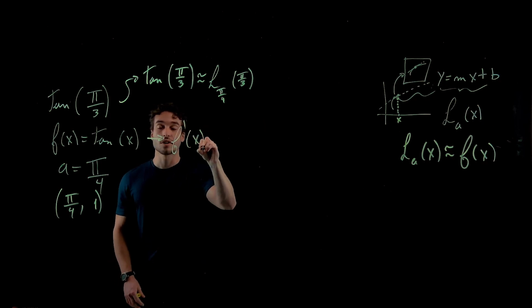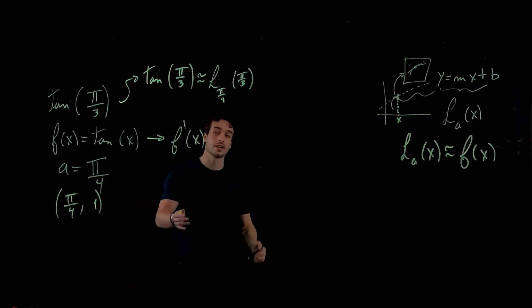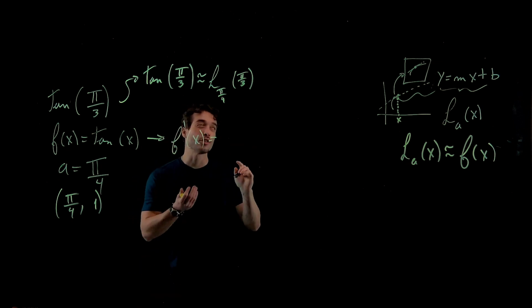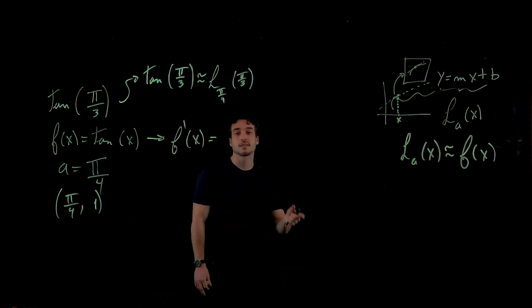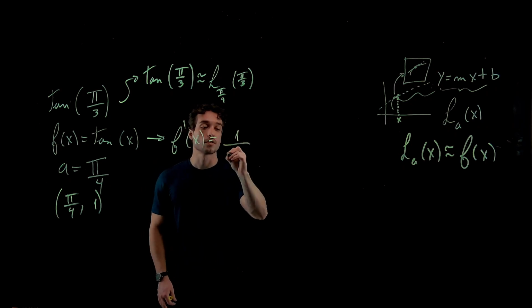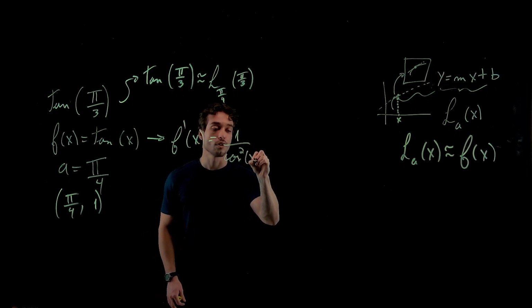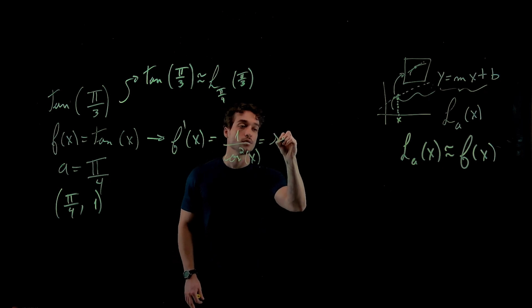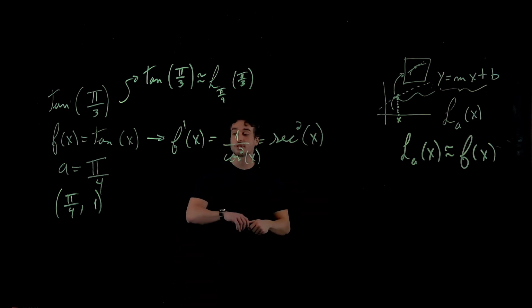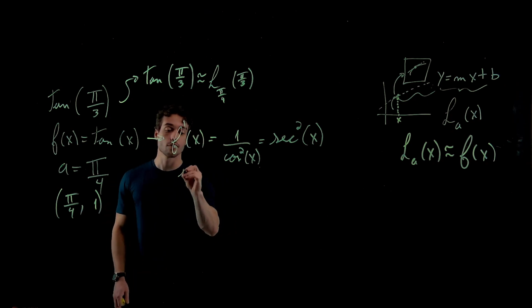And the derivation of this function, you can write tangent as sine over cosine and use the quotient rule. You're going to have to use the trigonometric identity, sine to the power 2 plus cosine to the power 2 is equal to 1, to get 1 over cosine to the power 2 of x, which is also sec to the power 2 of x. But I need to have the derivation exactly at pi over 4.